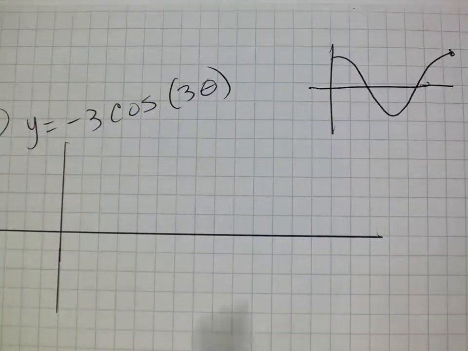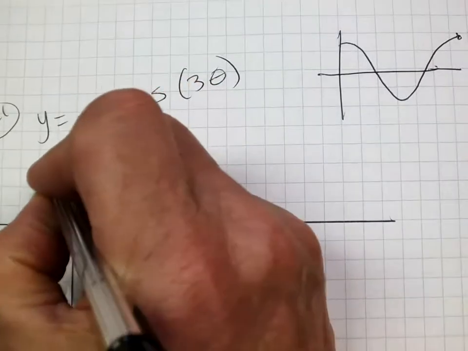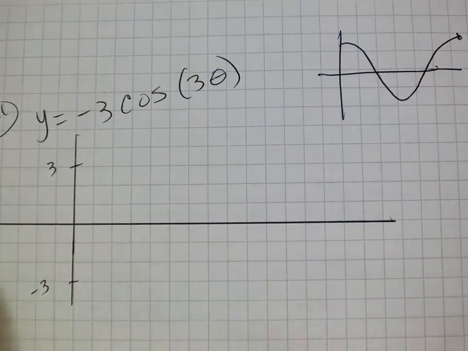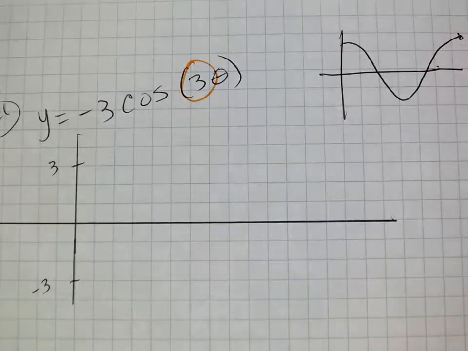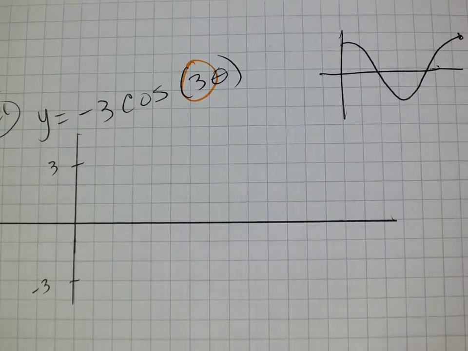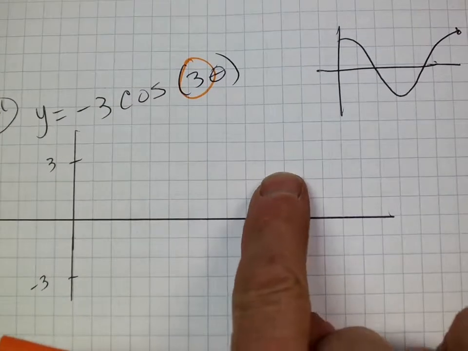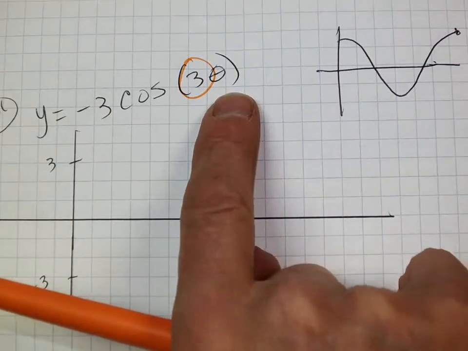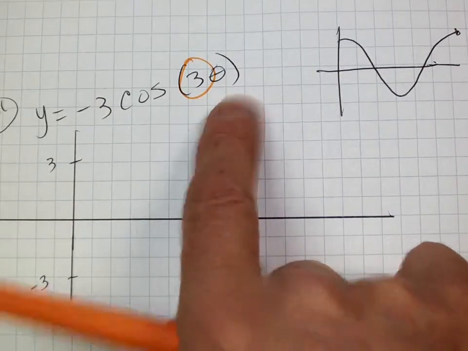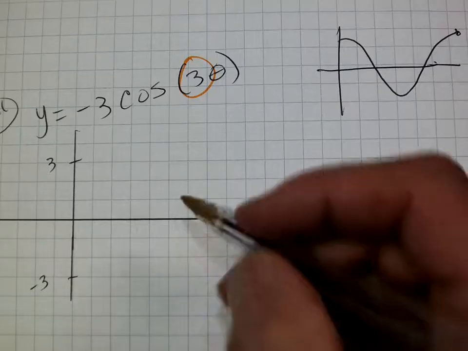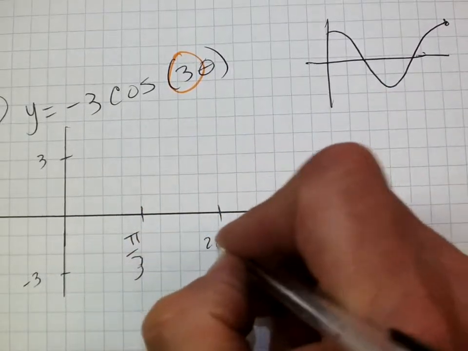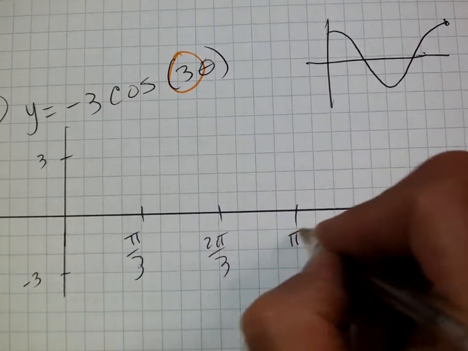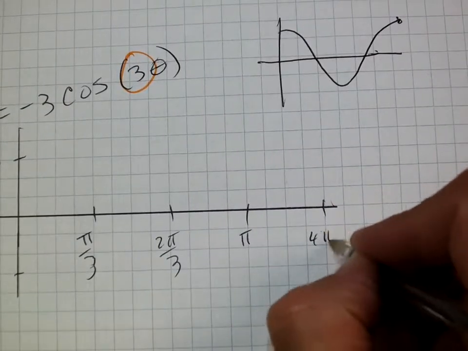Yeah, so one of the things I'm going to do is go 3, -3. Okay? Don't miss this next part. Normally I go pi halves, pi, 3 pi halves, but I'm not. I'm going to go in terms of thirds, okay? So I'm going to go pi thirds, 2 pi thirds, 3 pi thirds, 4 pi thirds.